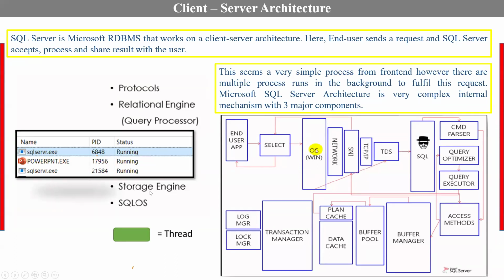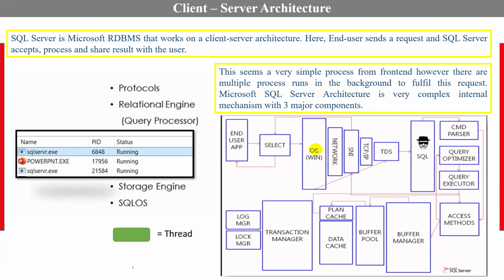What are the major components? Access method, buffer manager, transaction manager. These are the three major components available under the storage engine. First, we'll discuss the relational engine, then we'll go to the storage engine.